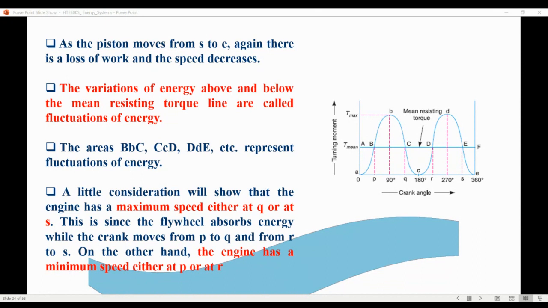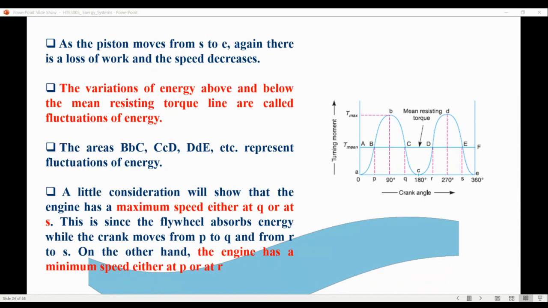So, what they say, the variations of energy above and below the line, the mean resisting torque line, are called the fluctuations of energy. That is something you're going to be finding constantly. Delta E, which you'll be using in your calculations. You have to find that. Again, it's above and below the line, so it's the maximum one and the lower.